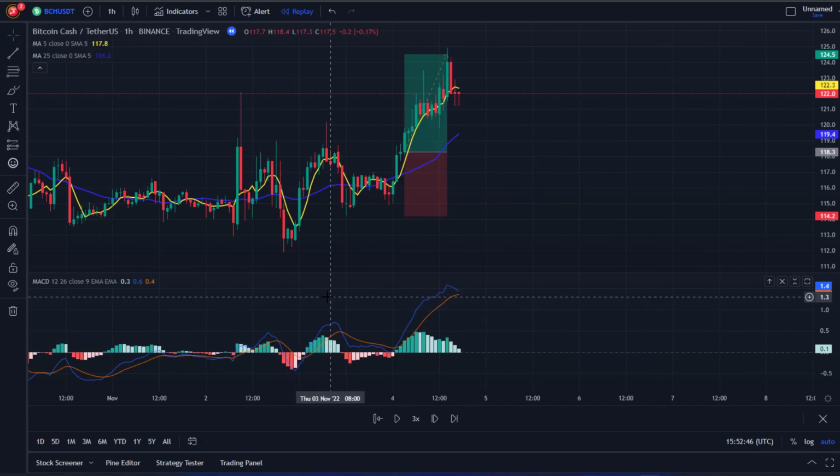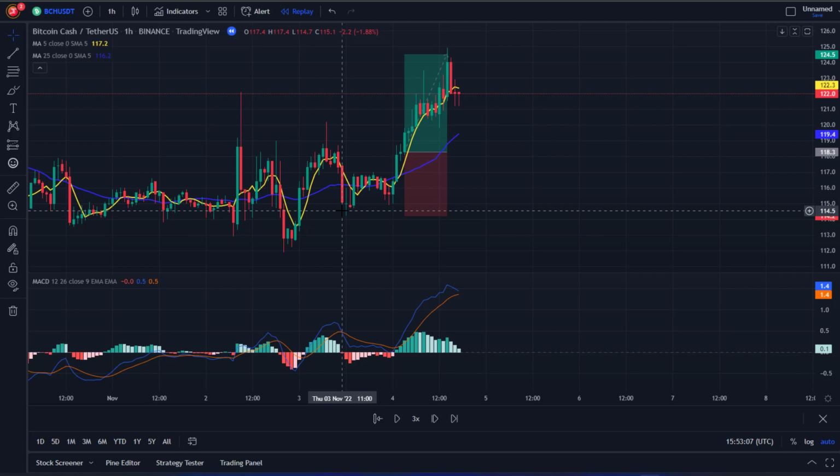But for example, somewhere over here, as you could see, the blue line and the orange line are starting to get flat. Okay, this is a danger sign for me, so I'm gonna get out of this trade somewhere around here. And as you can see in the next candles, we have had two powerful red candles.